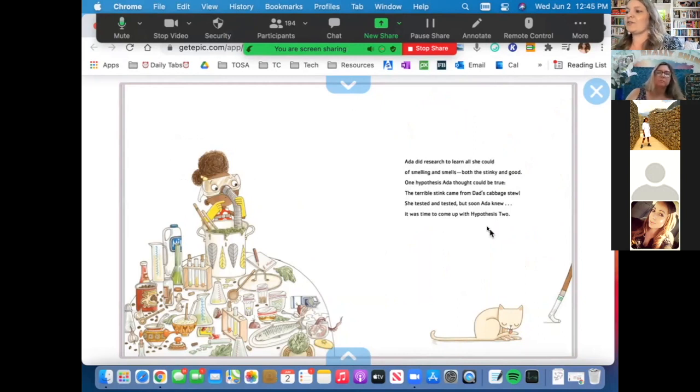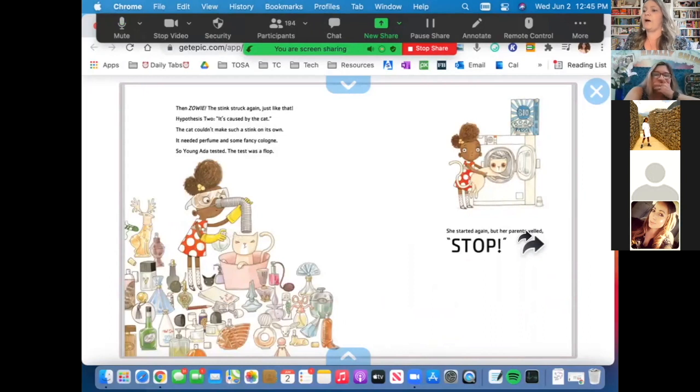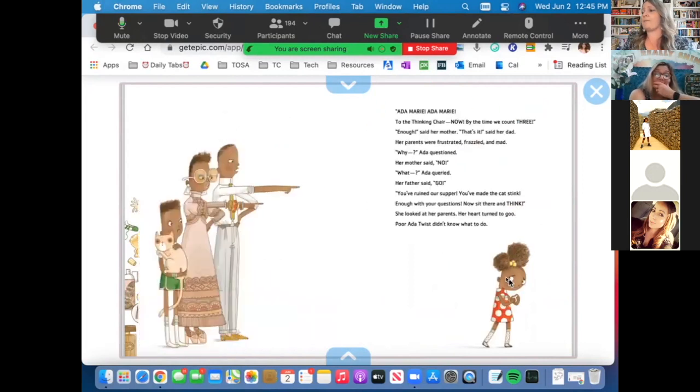Ada did research to learn all she could of smelling and smells, both the stinky and good. One hypothesis Ada thought could be true. The terrible stink came from Dad's cabbage stew. She tested and tested, but soon Ada knew it was time to come up with hypothesis 2. Then zowie, the stink struck again, just like that. Hypothesis 2, it's caused by the cat. The cat couldn't make such a stink on its own. It needed perfume and some fancy cologne. So young Ada tested. The test was a flop. She started again, but her parents yelled, stop.